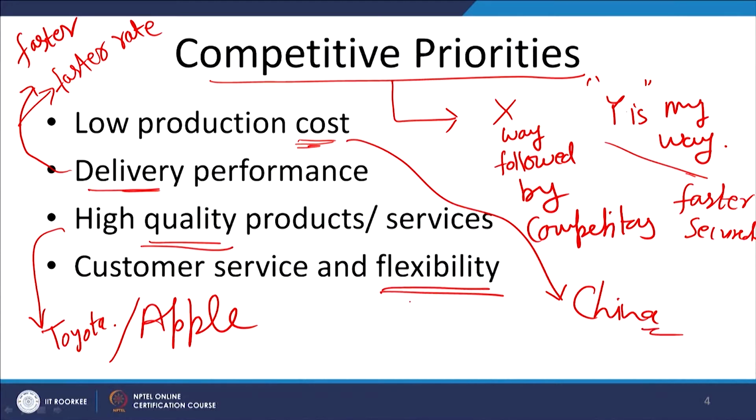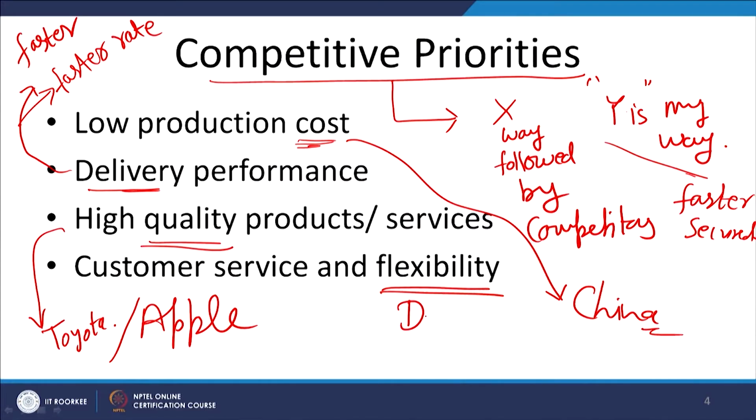So, if you are able to provide more customized products to your market, to your customers, obviously this is going to give you much more advantage. So, customer service and flexibility is also becoming a key thing. The very popular example of flexibility comes from a company known as Dell.